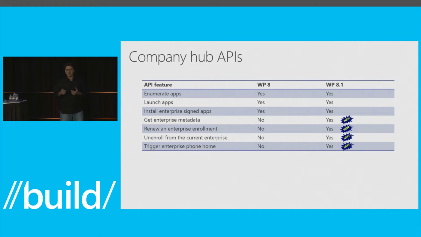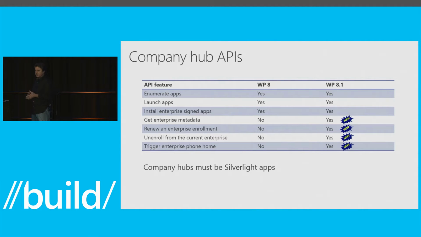Now, as I mentioned before, unenrolling from an enterprise uninstalls all the applications associated with that enterprise. So this will be kind of a last call by this application, because it will then be terminated and uninstalled because it was associated with the enterprise. But it can be useful for unenrolling from that unmanaged enterprise. The Company Hub APIs also allow you to trigger a phone home. I'm going to discuss that later on in the deck.